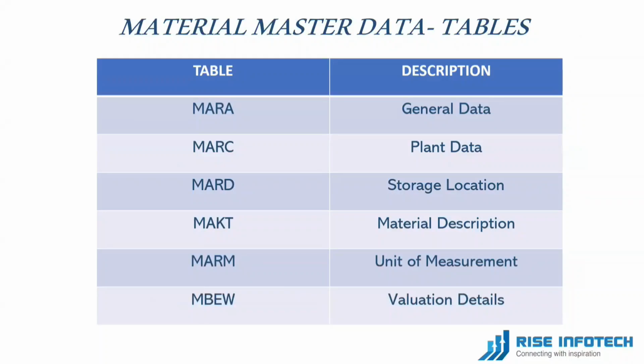The material master data tables: for general data, the table was MARA, plant data table was MARC, and storage location table was MARD, material description table was MAKT, and the unit of measurement table was MARN, and the last one, valuation details, the table was MBEW. This one we can use with the easy access path.